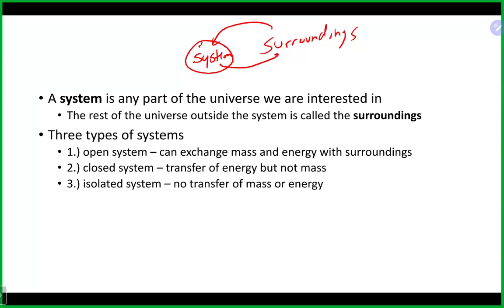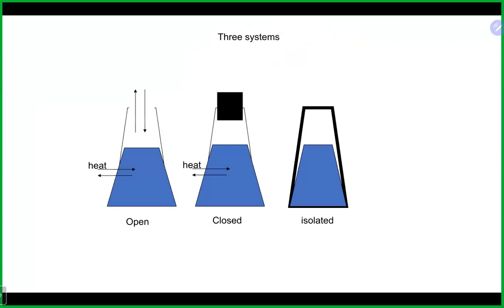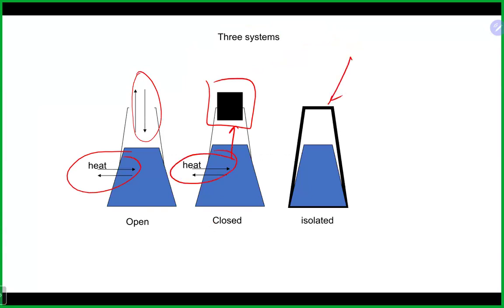And then we have an isolated system, where we have no transfer of mass or energy. It's really isolated from the outside factors or conditions. So here in an open system, mass could go in and out, heat could transfer. We stopper the top, which prevents anything from leaving or entering. So we still have the heat transfer. And again, in an isolated container, nothing's going out, right? Everything's in a very isolated system.